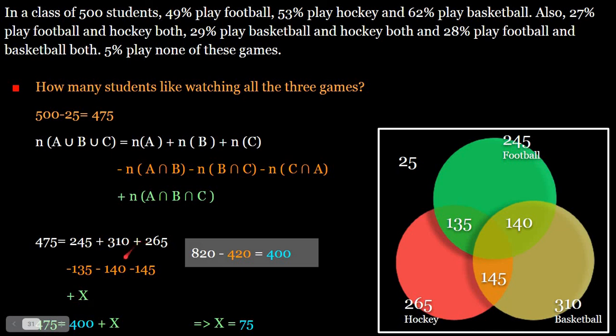This will come out to be 820 minus 420. This will come out to be 40. So we can write that 475 is equal to 400 plus X, and X will have the value of 75. And we were given that 500 students are there. 25 of them play nothing, so we will subtract 25 first.